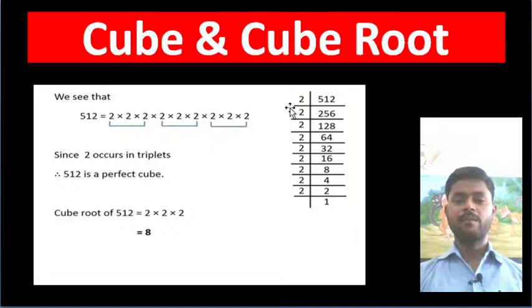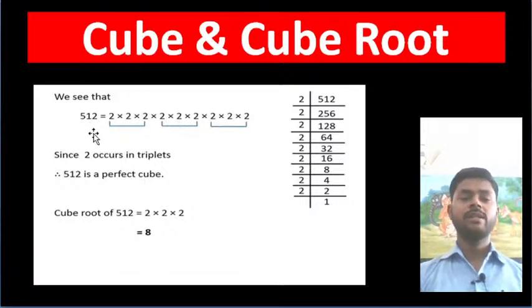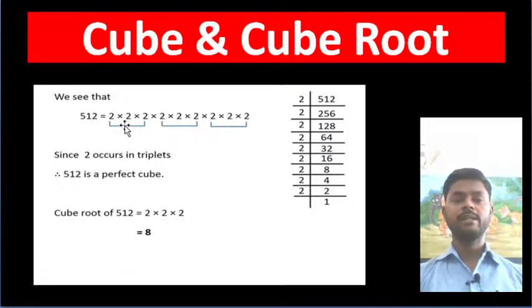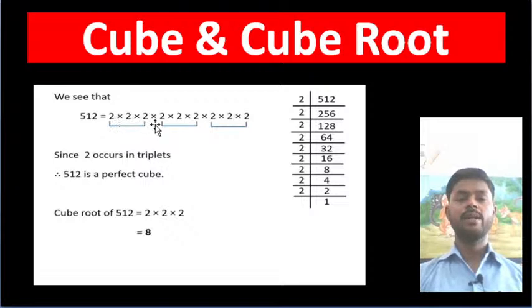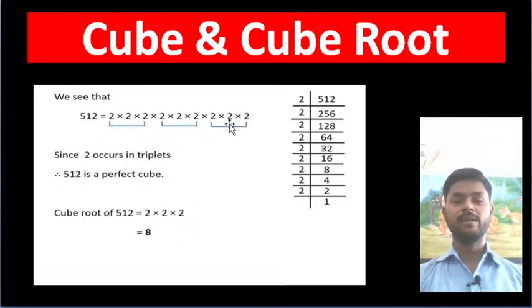So these are the prime factors of 512. Now look here, 512 is equal to 2 multiply 2 multiply 2 multiply 2 multiply 2 multiply 2 multiply 2 multiply 2 multiply 2. These nine 2's have been written here as the prime factors of 512.